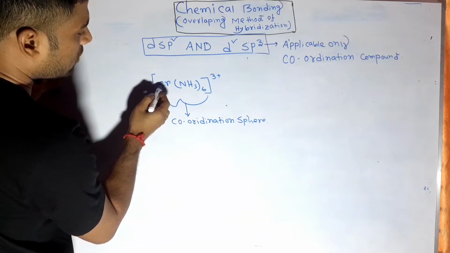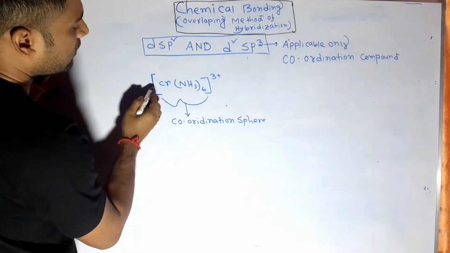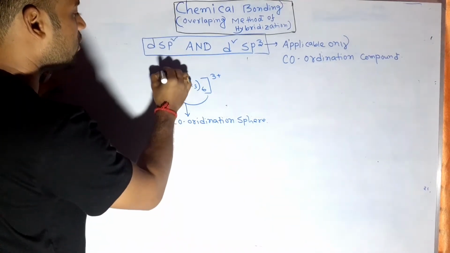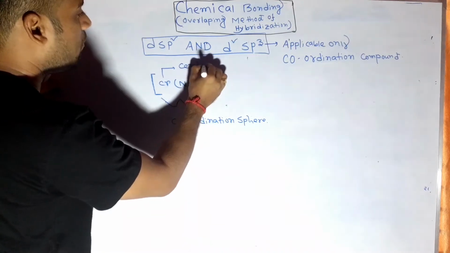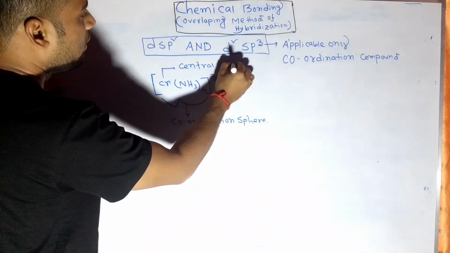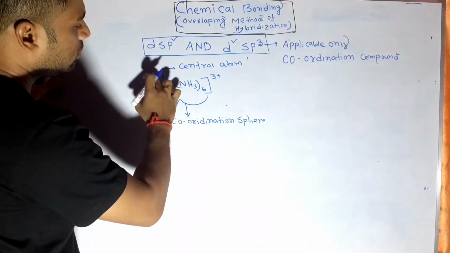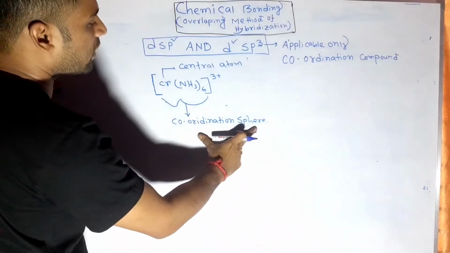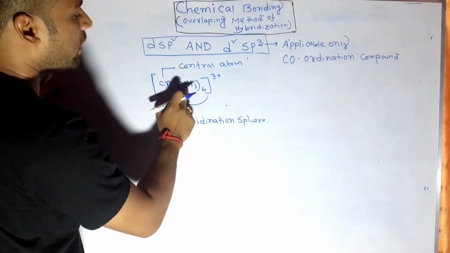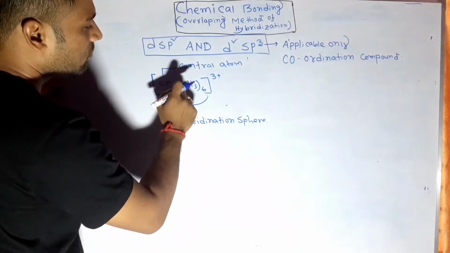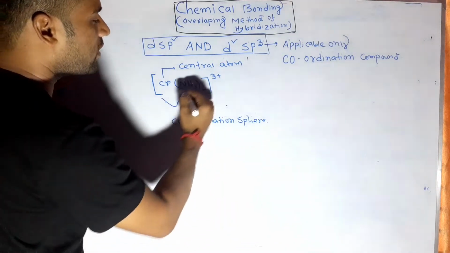In the outside portion, when the first third bracket starts, the first atom is known as the central atom. Therefore, chromium is known as the central atom. In a coordination compound, the part in between the two third brackets is known as the coordination sphere. The coordination sphere contains the first atom, known as the central atom, and the remaining inside the first bracket is known as ligand.